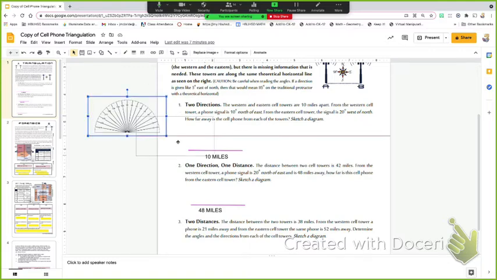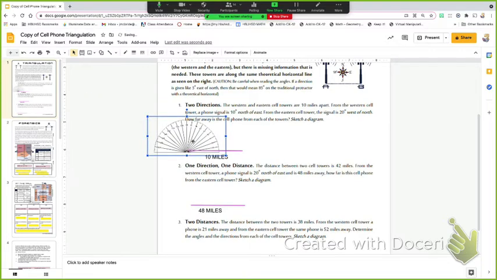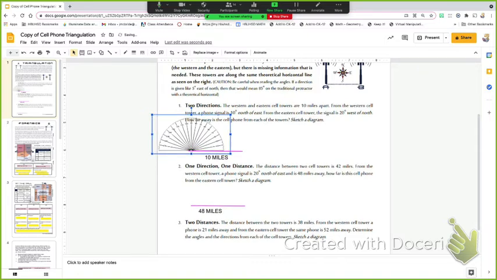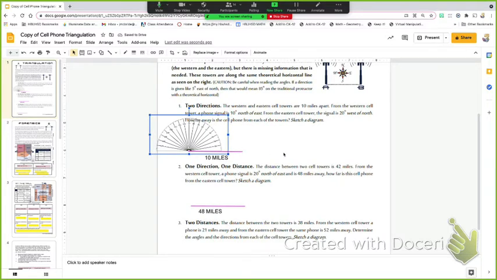I'm going to do the 10-degree angle from the western tower. So you can use your arrow buttons to kind of get it lined up. And what I mean by lining up is this. When your protractor is lined up properly, that hole in the bottom of the protractor, for you guys that have the protractors in the classroom, will be over the end of the line where the western cell phone tower would be. And the bottom of the protractor has to line up with that 10-mile line.